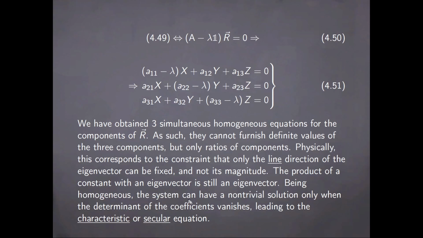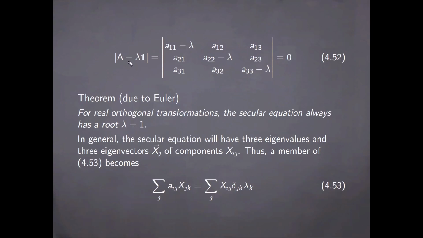Being homogeneous, the system can have a non-trivial solution only when the determinant of the coefficients vanishes, leading to the characteristic or secular equation. So the requirement that this determinant vanishes is equivalent to the expanded form here. And using this formulation of the problem, we can recast Euler's theorem for the motion of a rigid body as follows. For real orthogonal transformations, the secular equation always has a root, lambda equals 1.